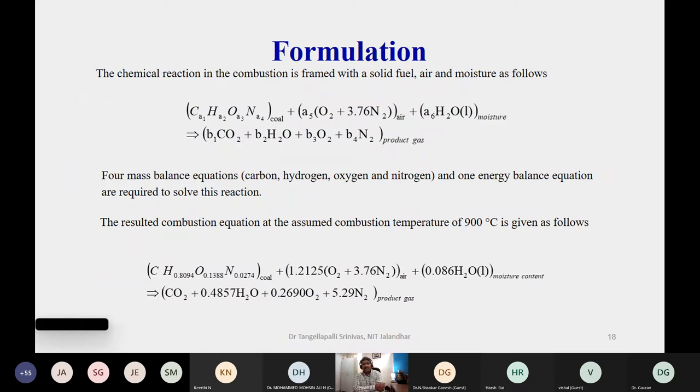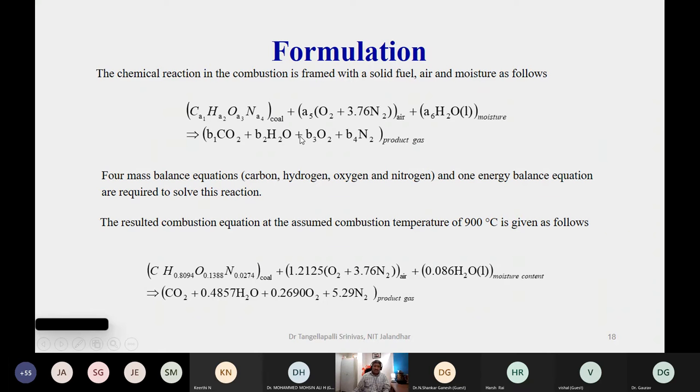And the thermodynamic formulation is both energy as well as exergy. In this cement factory, initially the fuel is burned, the coal is burned, with atmospheric air, and the coal also has some moisture content. After burning, it gives the exhaust gas. The exhaust gas consists of carbon dioxide, H2O water vapor, oxygen, and nitrogen, because this is complete burning. There is no incomplete combustion, that's why no carbon monoxide is considered here.